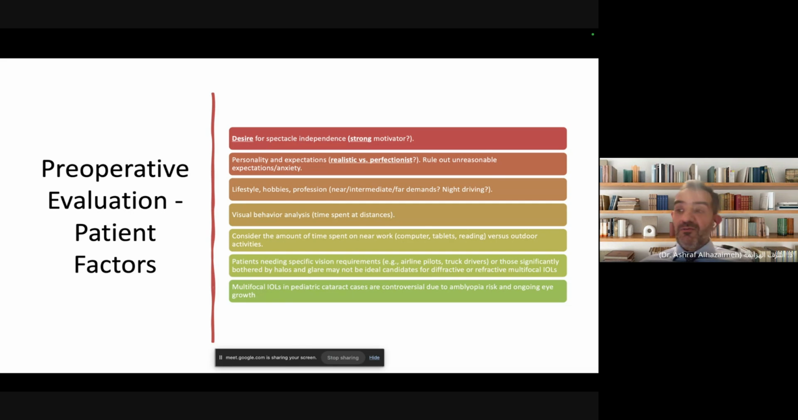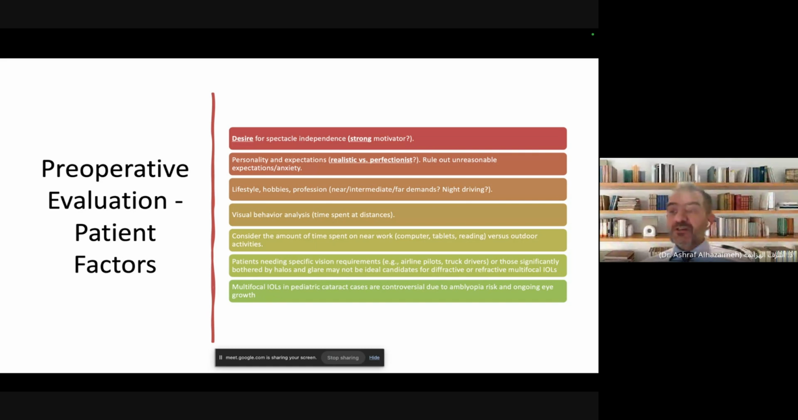But on the other hand, if a gentleman or a lady tells me, "Doctor, look, I'm so bothered with these glasses. I want to get rid of the glasses," then I would consider a multifocal or EDOF lens in the list of choices for this patient.